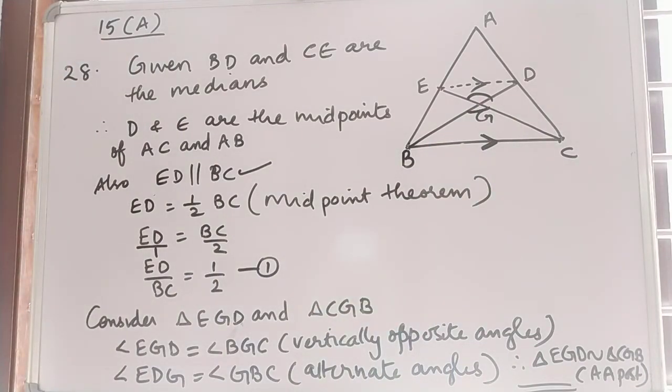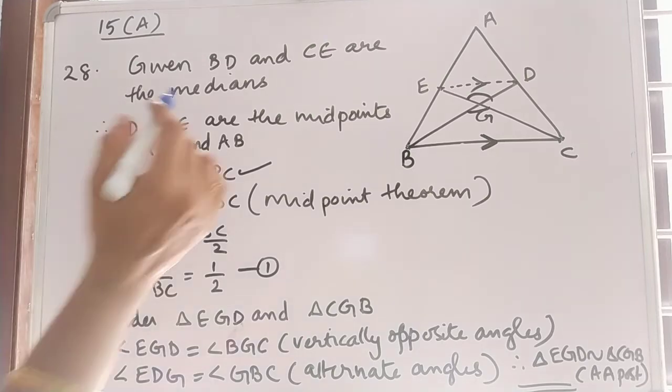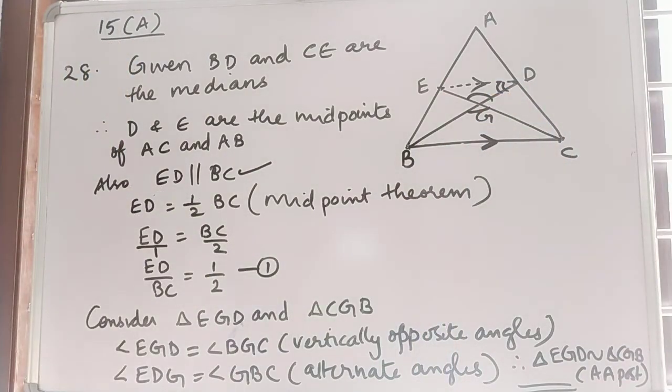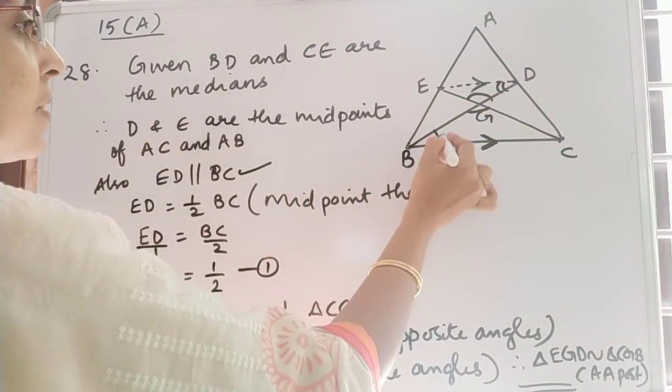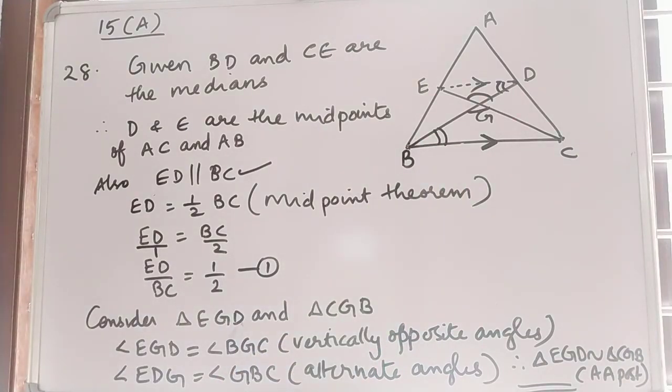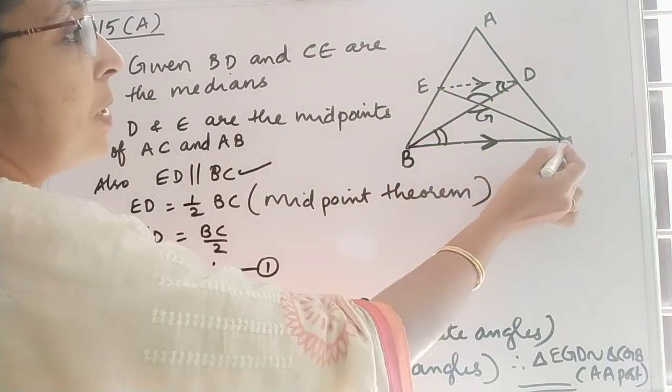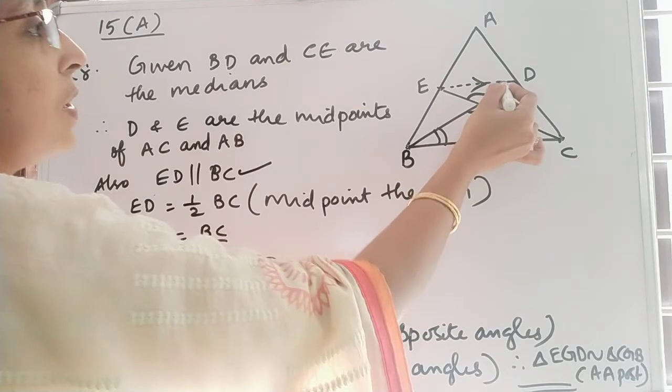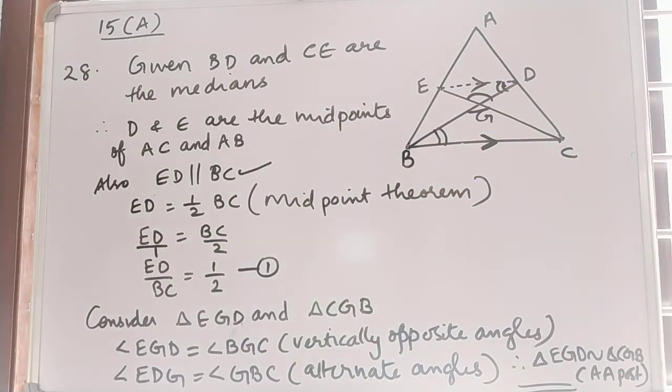Then angle EDG and angle GBC, these two are alternate angles. How? We know ED is parallel to BC and BD is the transversal. So angle EDG is equal to angle GBC. Therefore we can directly write, triangle EGD is similar to triangle CGB using the AA postulate. That is our first part.